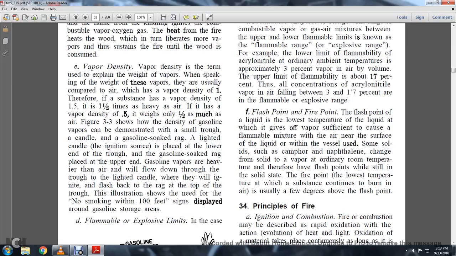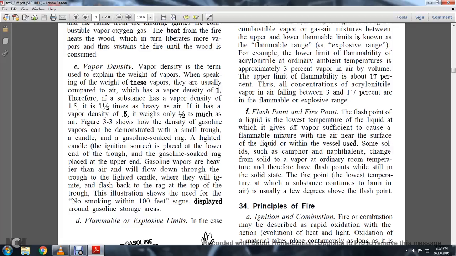Vapor density. Vapor density is the term used to explain the weight of a vapor. When speaking of the weight of these vapors, they are usually compared to air. Air has a vapor density of 1. Therefore, a substance with a vapor density of 1.5 is one and a half times heavier than air. A vapor with a density of 0.5 weighs only half as much as air.